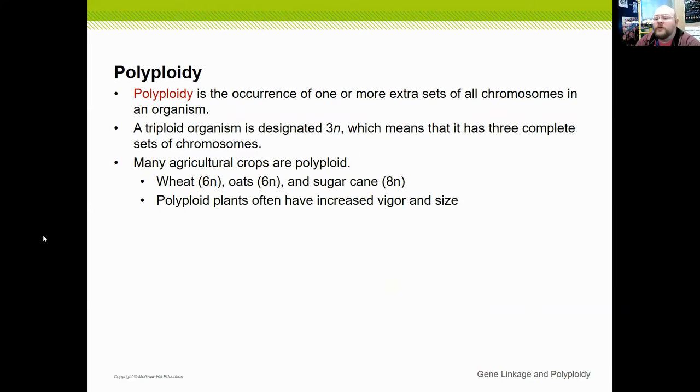And now we have what's called polyploidy. This is the occurrence of one or more extra sets of all chromosomes in an organism. A triploid organism is designated 3N, which means that it has 3 complete sets of chromosomes. So you would take 3 times however many sets they have. Many agricultural crops are polyploid. Wheat is 6N, oats is 6N, sugarcane is 8N. Polyploid plants often have increased vigor and size. So in plants, this is a great thing. If you are farming and you want to yield bigger, better crops, this is actually great. It's not so great in humans or animals, though.